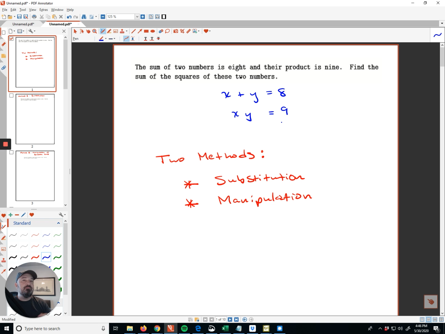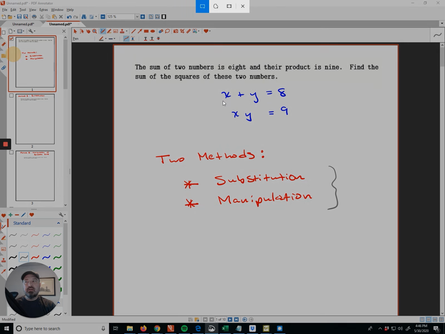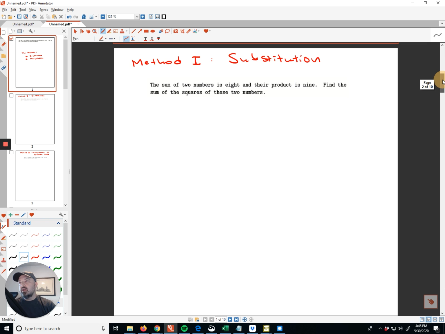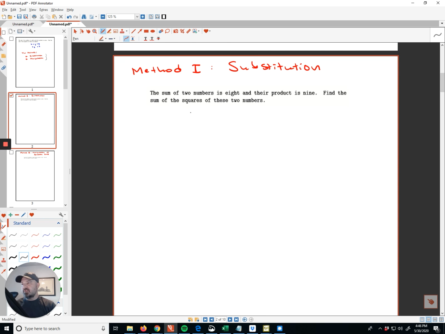And from here, we look for our algebraic methods that we might employ. Two methods we're going to go after, described very basically, are substitution and manipulation. So much of algebra is one of these two things anyway, and so it makes sense that we would take a look here first. Now I'm going to copy my system of equations here. And let's try method 1 first. Let's try substitution.